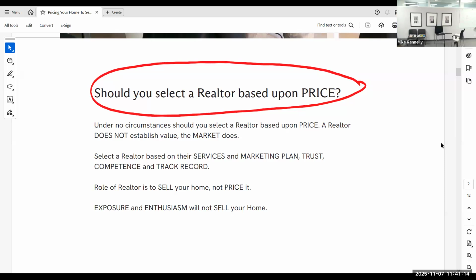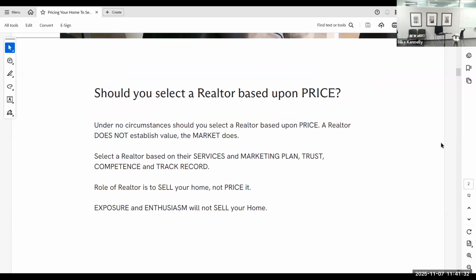A realtor does not establish value, the market does. I'm sure you're aware of that. Every other industry and business works like that. Market establishes that, and competition helps that market figure that out even quicker. So select a realtor based upon their services in the marketing plan, which we've gone over, how you trust them, what their competence level is, and what their track record is. So there's some big words in there, Mr. and Mrs. Seller. I've shared with you what my track record is.